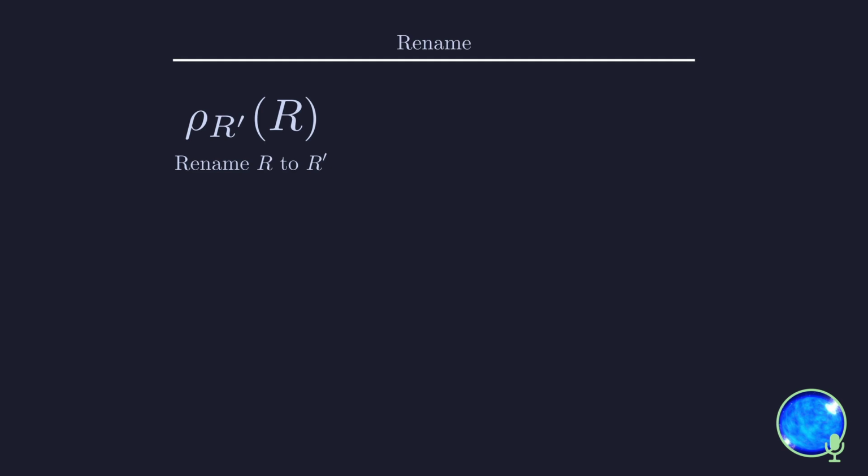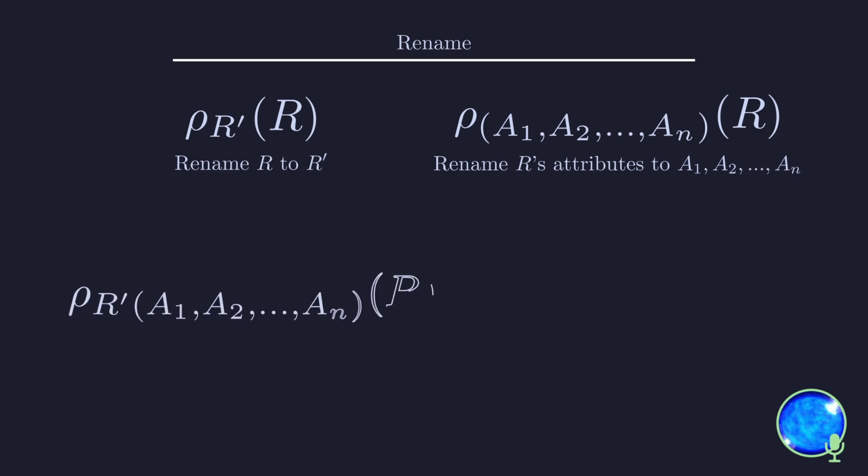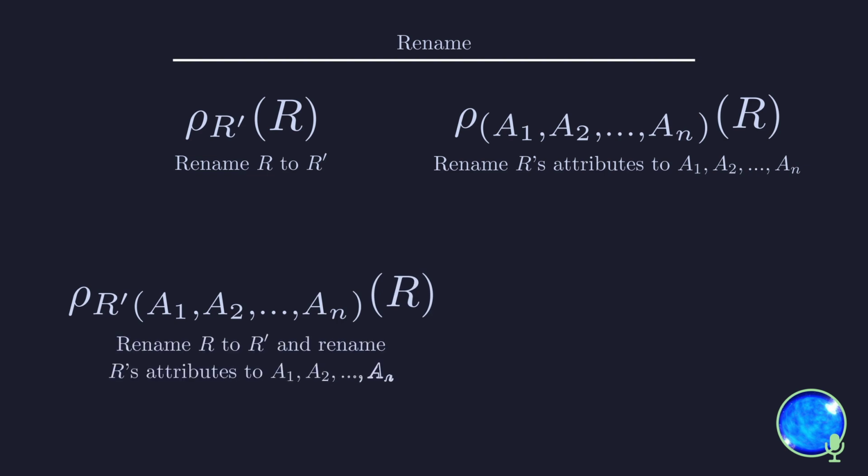Very complex, I know. Rename of R on a list of attributes A1 through AN renames R's attributes to A1 through AN in order. Adding R prime before the list of attributes renames R to R prime and R's attributes to A1 through AN. Finally, rename of R on A prime over A renames R's attribute A to A prime.